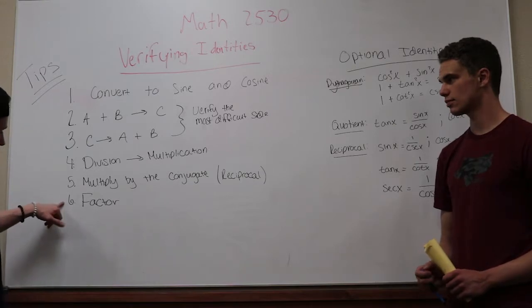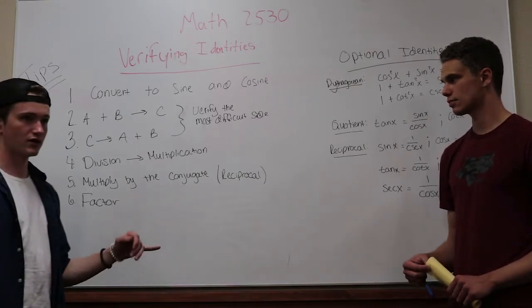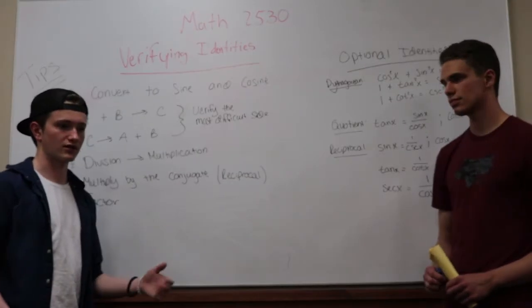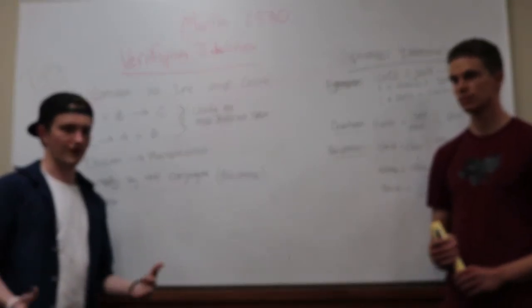And then step number 6 is to factor. So if you have a sine squared x on a side, and you want to get it to sine, you can start by factoring out a sine.